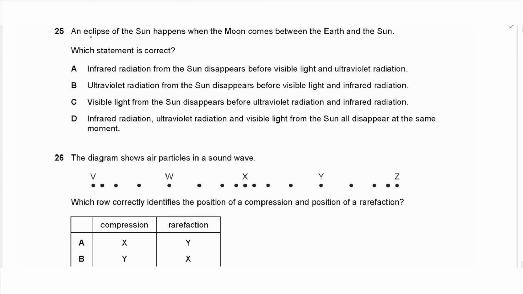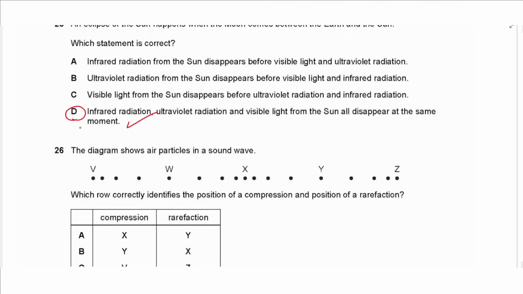Question 25 says an eclipse of the sun happens when the moon comes between the earth and the sun. Which statement is correct? Infrared radiation from the sun disappears before visible light and ultraviolet radiation. Ultraviolet radiation from the sun disappears before visible light and infrared. Visible light from the sun disappears before ultraviolet radiation and infrared. Infrared radiation, ultraviolet radiation, and visible light all disappear at the same time. Yes, that makes sense because all electromagnetic waves travel at the same speed in space or in vacuum. So the answer is D.